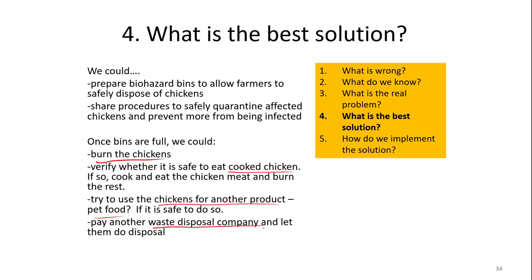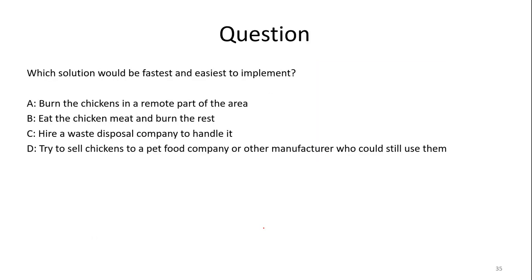So, which solution do you think would be the fastest and easiest to implement? Take a moment and think about it. Based on the information that we've been given, I would guess that choice A would probably be our best option. Given that the area is very rural and that time and money might be limited, if we can find a safe place to burn the chickens to dispose of them safely without spreading disease, that might be the safest approach.